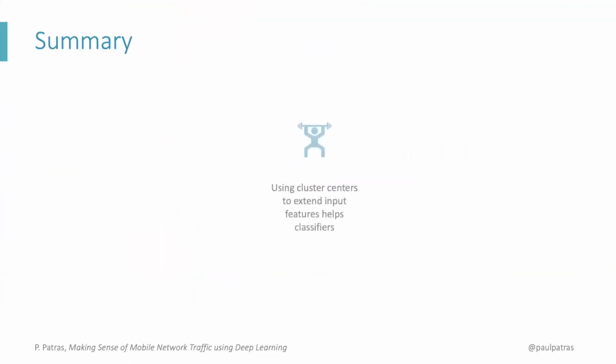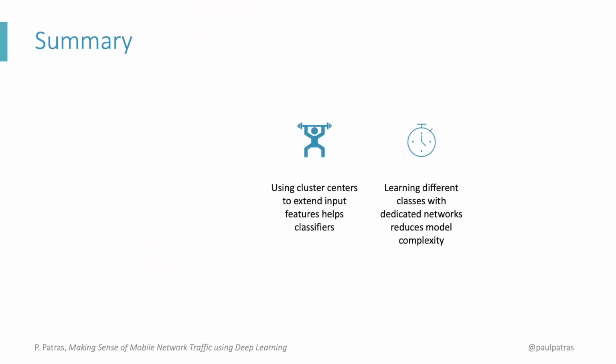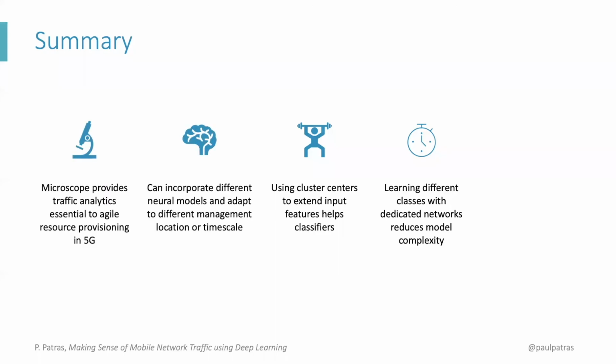So let me conclude quickly. If you use cluster centers to extract the input features, this helps classifiers. If you learn different classes with dedicated networks, you can reduce model complexity. I also talked about Microscope, how to do decomposition in order to fuel this optimization of resources in future networks, well, 5G is not future anymore, including 5G. And I also showed that you can incorporate all sorts of neural models depending on the different management location and timescales that are of interest. But lastly, there's still a lot of work to be done in terms of improving traffic classification robustness, for instance.